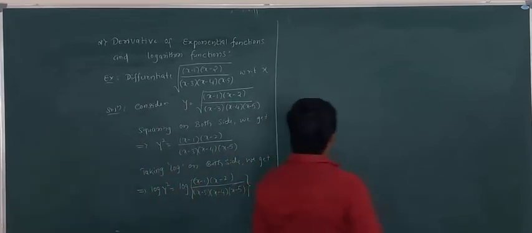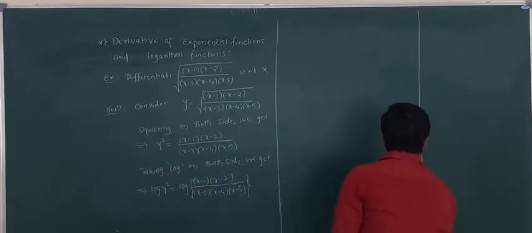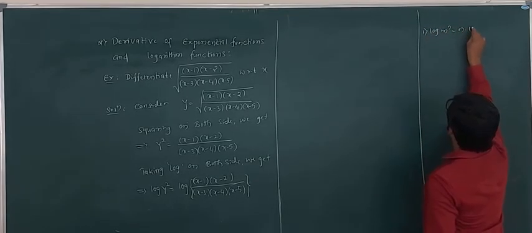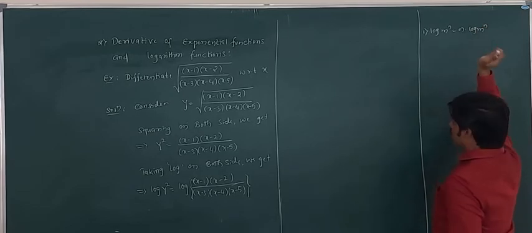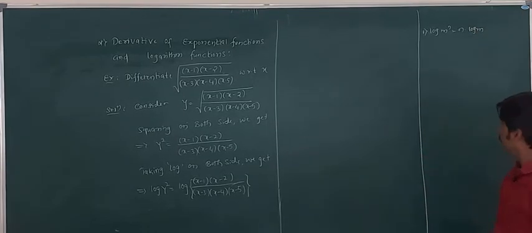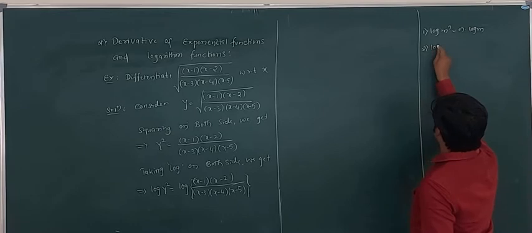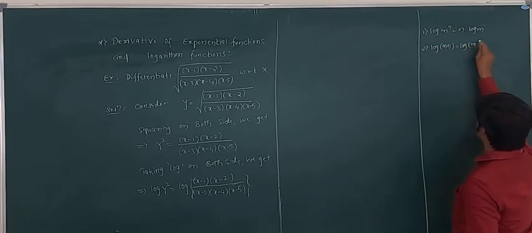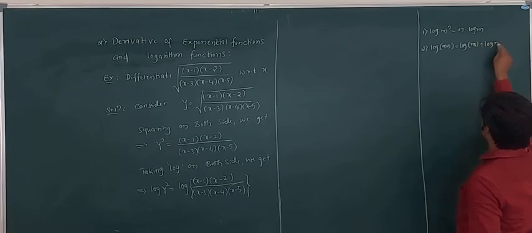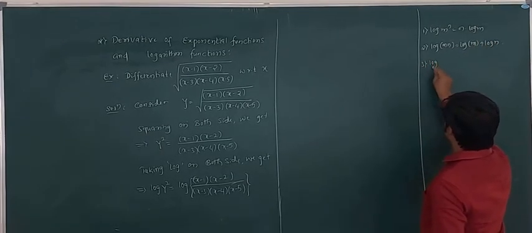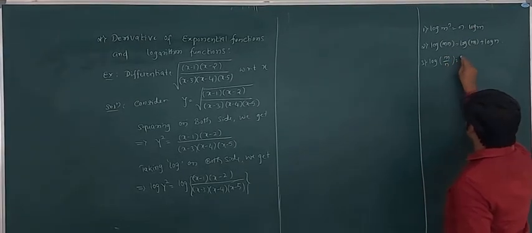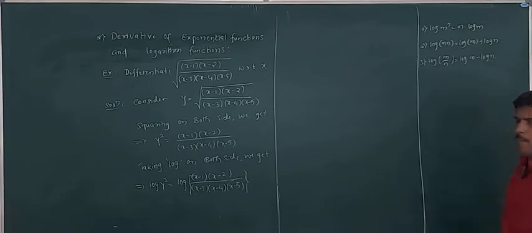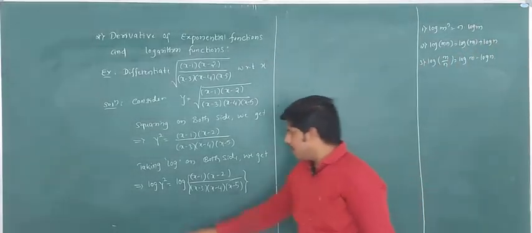Also, we know the logarithmic properties. First one, log m to the power n is equal to n into log m. Second property, log of m into n is equal to log m plus log n. And the third one, log m by n is equal to log m minus log n. By using these three properties, we will simplify this.